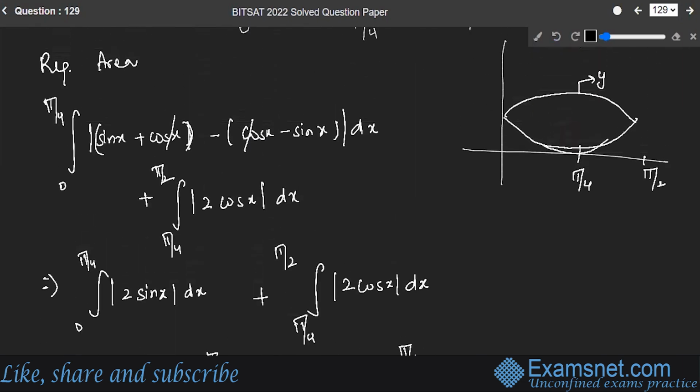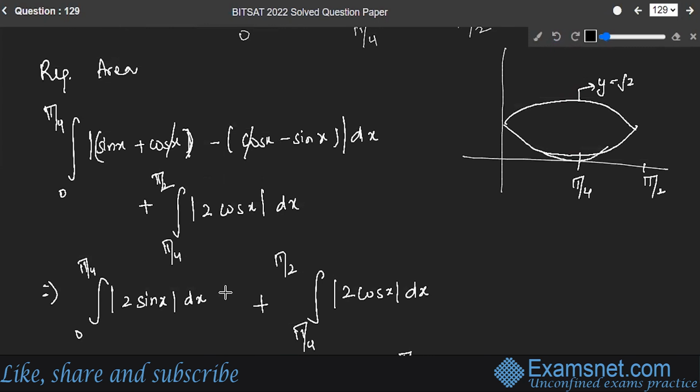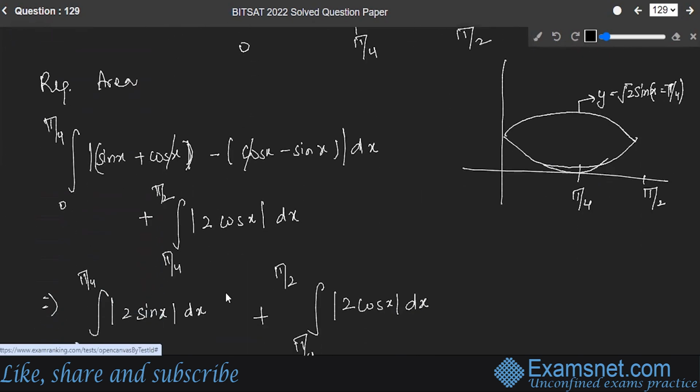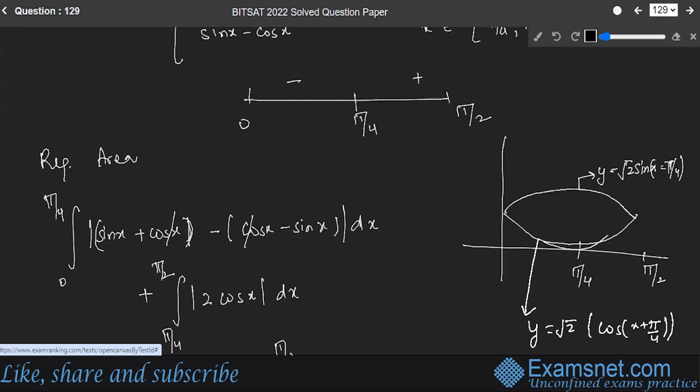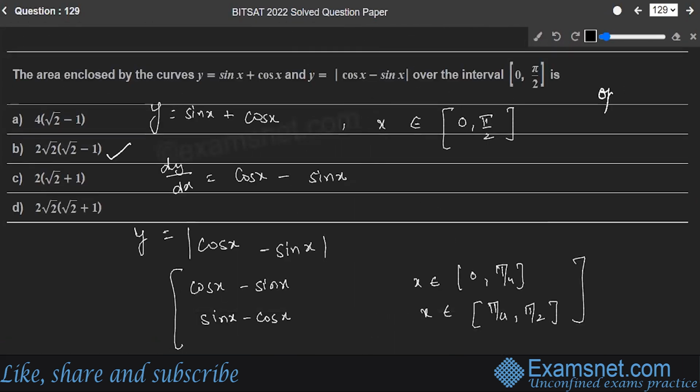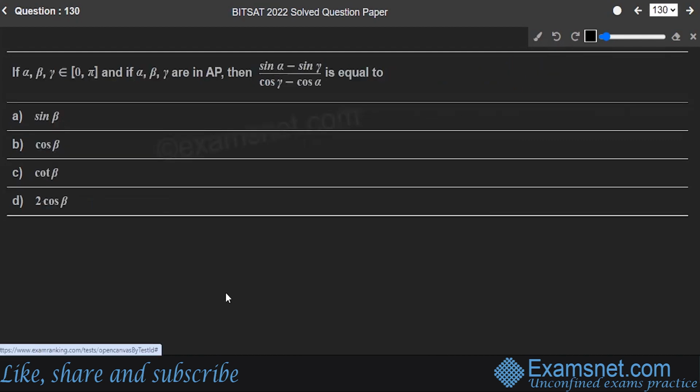So according to the question, this curve is y is equal to root 2 sin x plus pi by 4, and this one is y is equal to root 2 cos x plus pi by 4. Okay, so that makes, let's check with the options, B to be the right answer. Hope you understood that. With that, let's move to the last mathematical question of this paper.